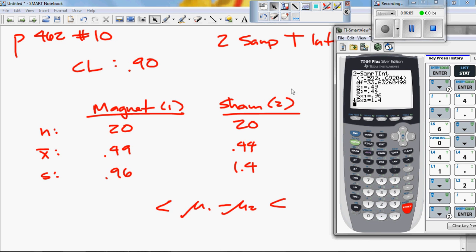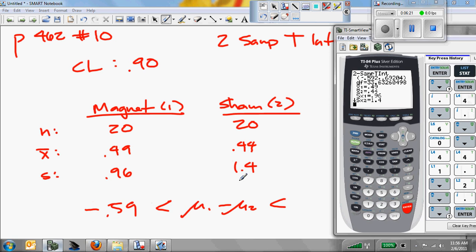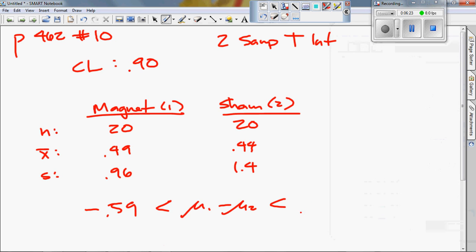So we should round our interval to the same place as our statistics, so the hundredths place. Negative 0.59 to 0.69. We're 90% confident that the interval from negative 0.59 to 0.69 contains the true difference between the population means. Alright, all done with section A3.